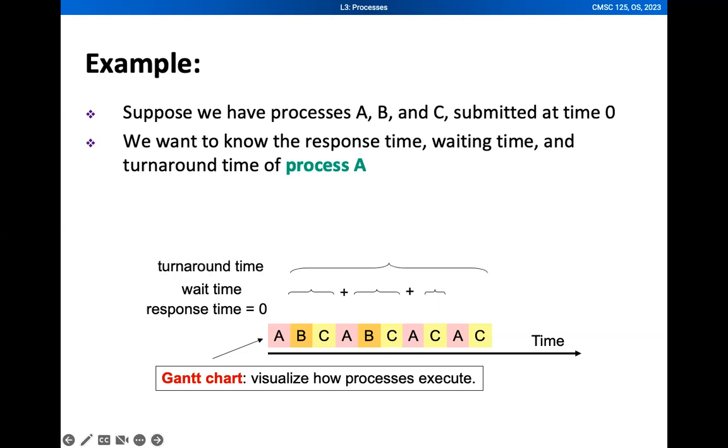So what about the turnaround time? Turnaround time is the interval from the time of the submission of a process to the time of the completion. At this point, A started and it got completed at this point. So that is the turnaround time.